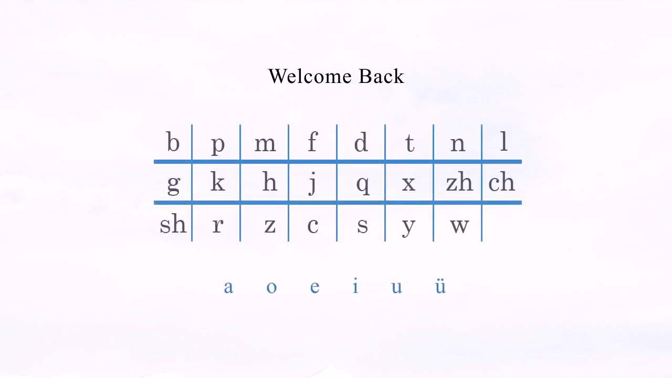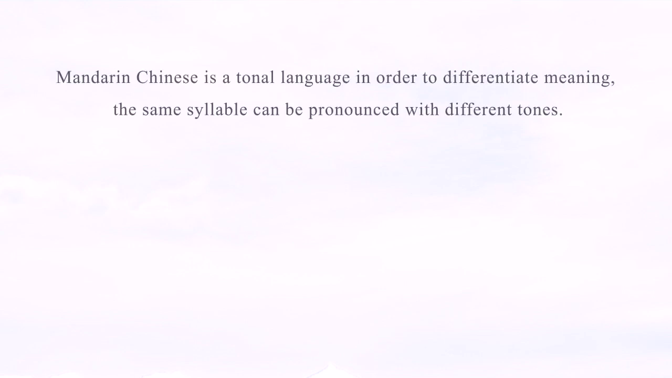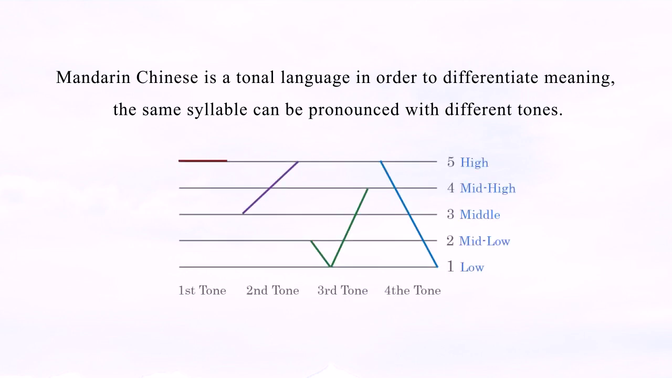Welcome back to this video tutorial. In our previous lesson, we learned the consonants and the vowels. Today, we're going through Mandarin tones. Mandarin Chinese is a tonal language. In order to differentiate meaning, the same syllable can be pronounced with different tones. Mandarin is said to have 4 main tones and 1 neutral tone. That means 5 tones with a 5-level system.